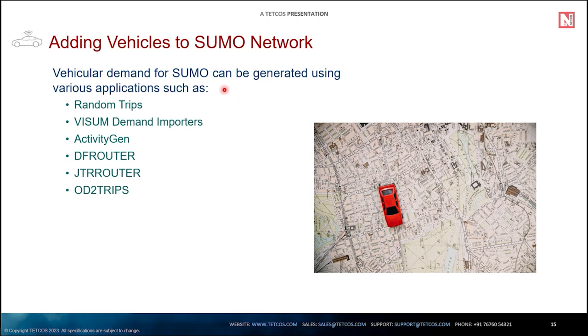Before running simulations, vehicular demand needs to be generated for the created network. Adding vehicles to the created network can be done using various options that are available. This includes the random trips utility, which is part of SUMO install directory, VANET demand importers, activity generators, DF router, JTR router, and OD2 trips.